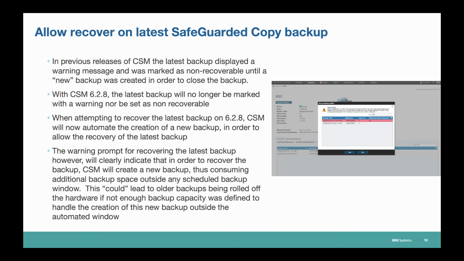Now, the difference is when you go into the recover dialog, what you're going to see is the warning message change and indicate that if you do recover, well, two things. One, we have a new column that says additional backup required. So the latest backup is going to be marked as yes for that. So you'll have to know that the latest backup will require a new backup. And then the warning message is going to tell you that as well, that if you recover this, be aware that a new backup will be created automatically. So CSM will automate the new backup creation followed by recovering that backup to the recovery volumes.